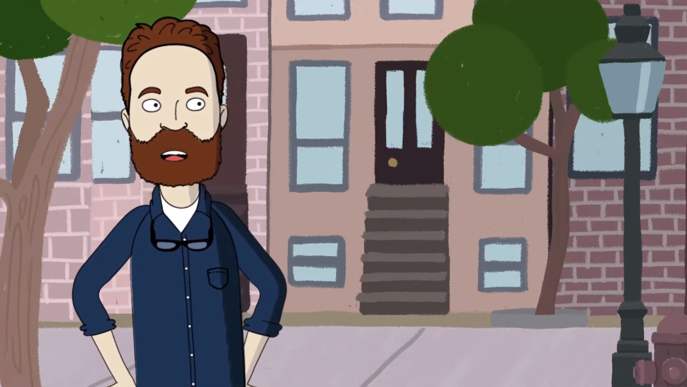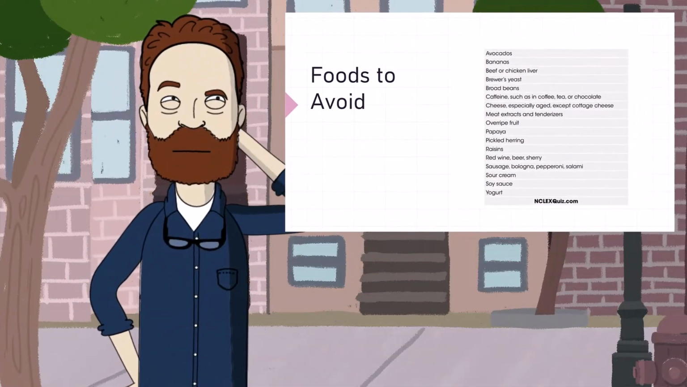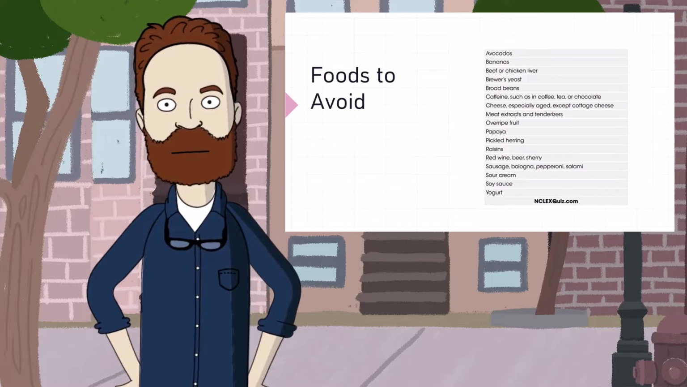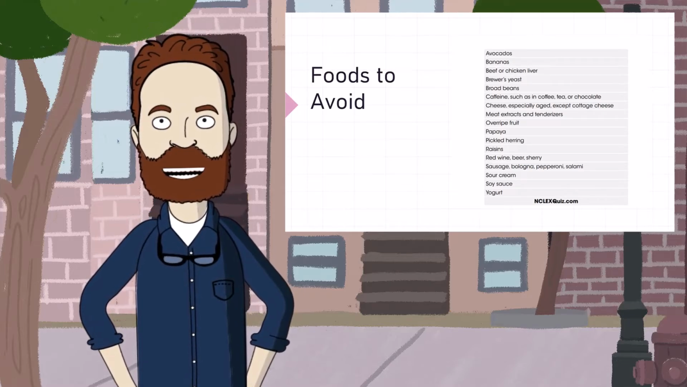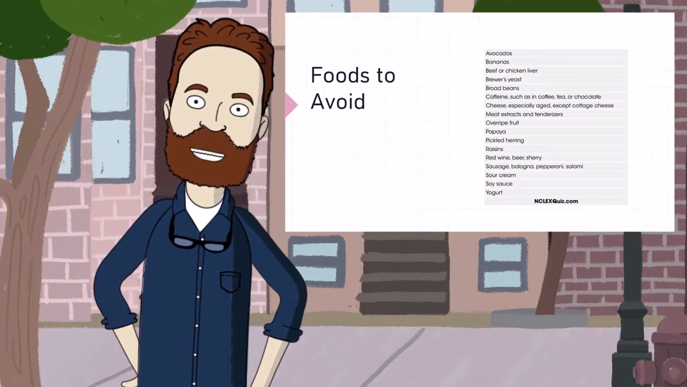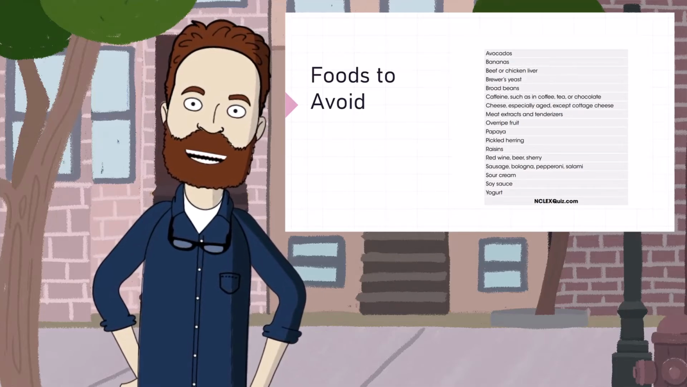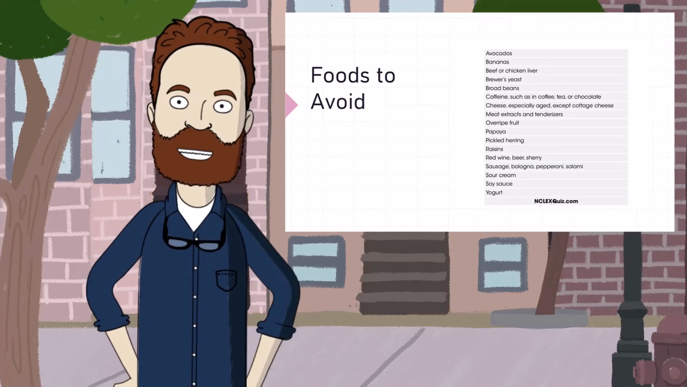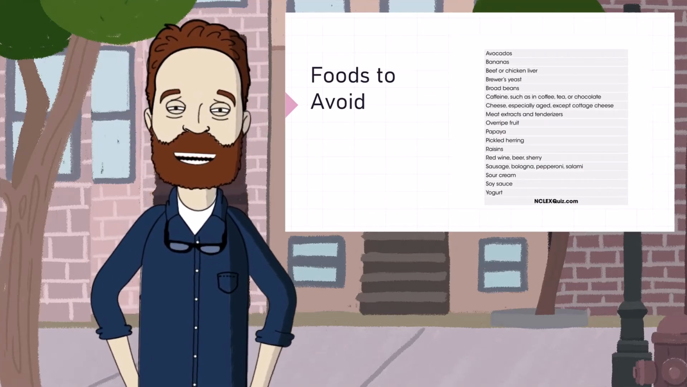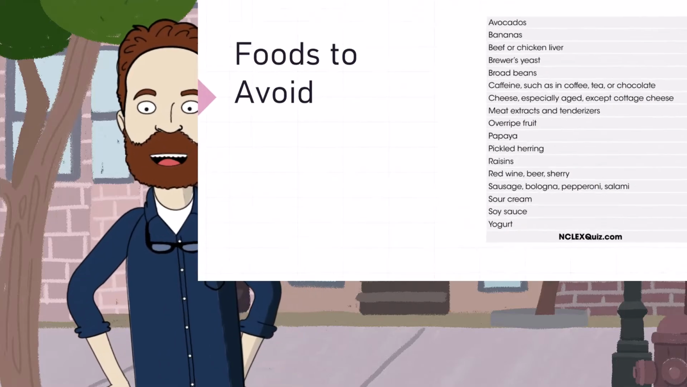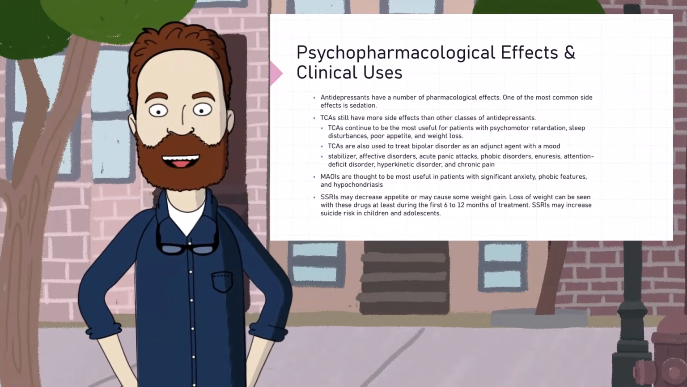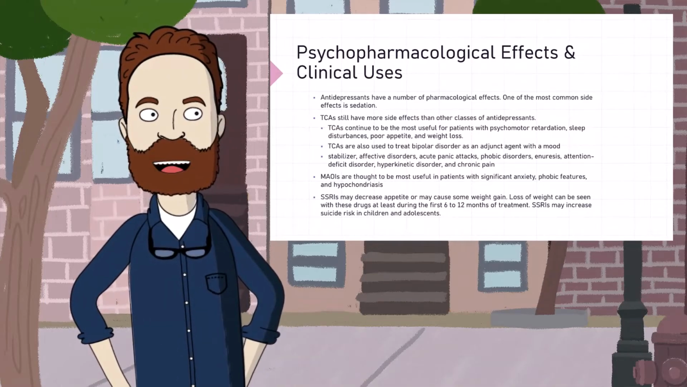Some of those foods are avocados, bananas, beef or chicken liver, brewer's yeast, broad beans, caffeine, cheese, meat extracts, overripe fruit, papaya, pickled herring, raisins, red wine, beer, and sherry, sausage, bologna, pepperoni and salami, sour cream, soy sauce, and yogurt.